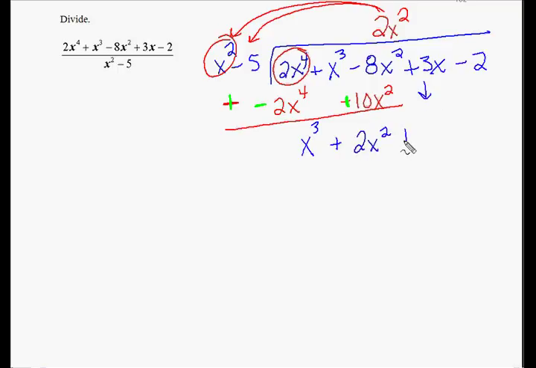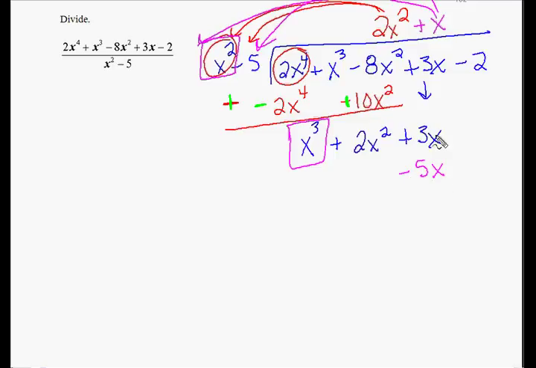We get to bring down the next term. If you wanted to, you can bring down all the terms every time. I'm going to take this leading term again, x squared, and divide it into the leading term. And that would go a positive x. Now that positive x needs to get multiplied back to both terms in the divisor. So x times the negative 5 is a negative 5x. And x times your x squared is x cubed.